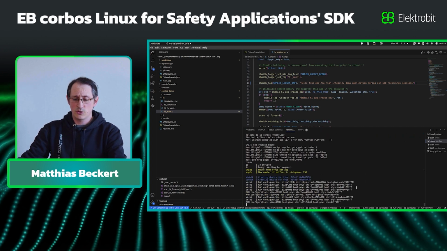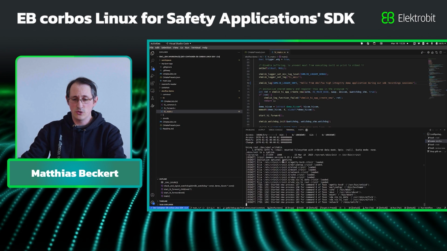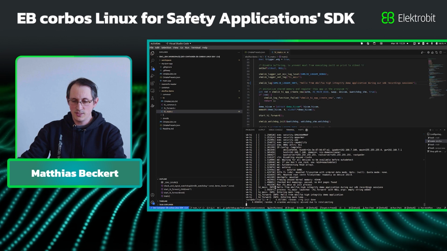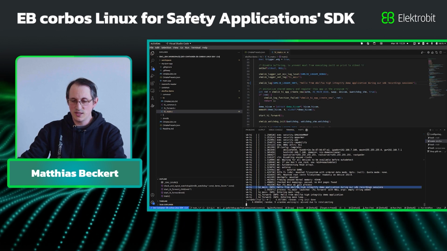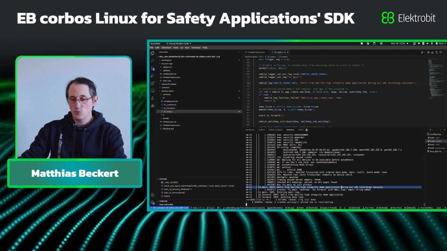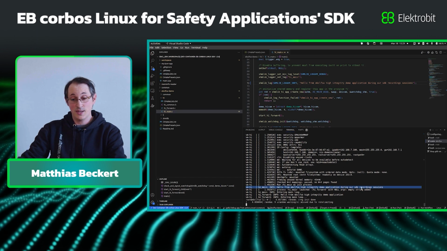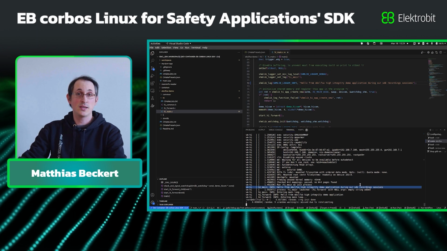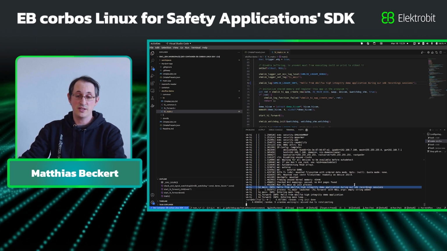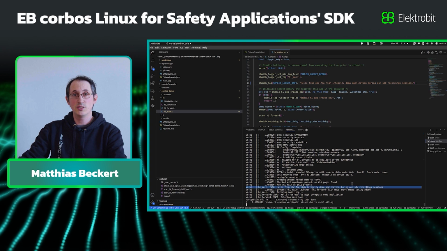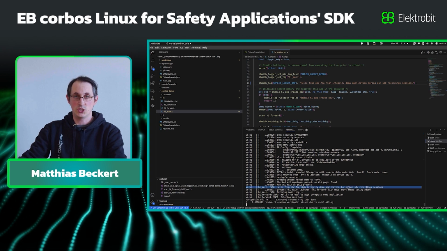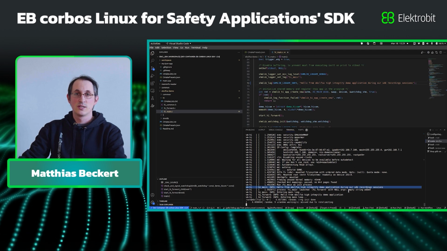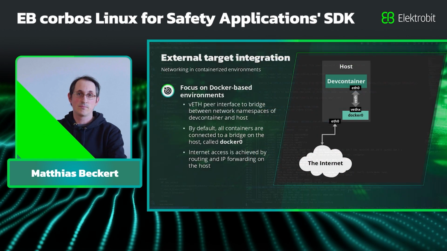So again, we see the output here from the hypervisor. First the low integrity VM and then the high integrity VM. And here we have our string, "hello from EBCL FSA high integrity demo application during our SDK recording sessions". So this is how you can update even your high integrity applications on the high integrity VM of our EBCL FSA demo image that is included in our EB Corbos Linux for Safety Applications SDK.